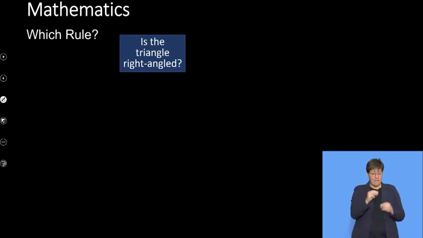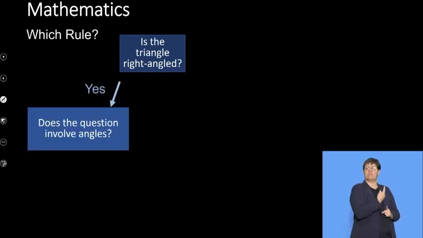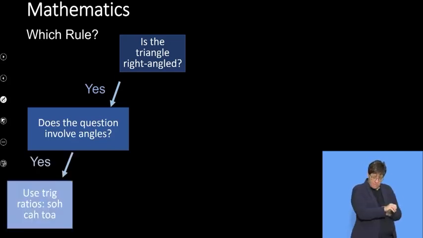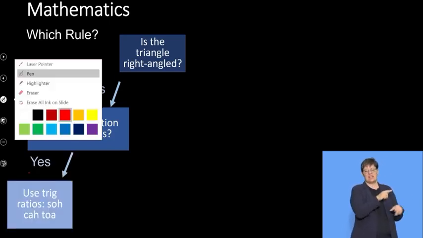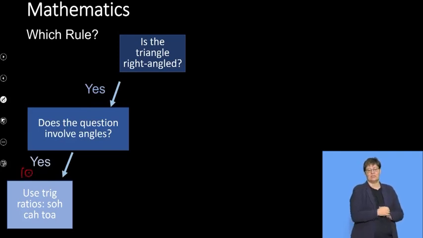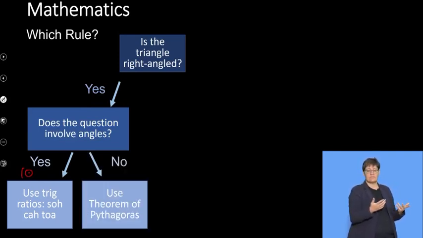If the triangle is right angled, we ask ourselves the question, does it involve angles? If it does involve angles, then we go back to using just our grade 10 work. Okay, so we're using all our trig ratios, SOHCAHTOA, so sine, cos and tan. If there are no angles involved, then it's just the theorem of Pythagoras.